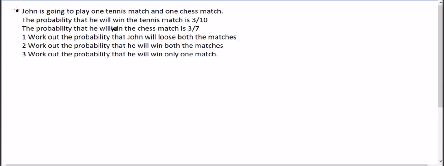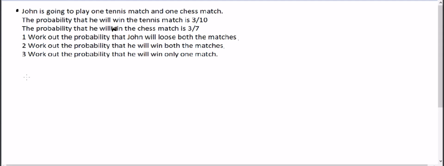So here's the question. John is going to play one tennis match and one chess match. The probability that he'll win the tennis match is 3 by 10. The probability that he'll win the chess match is 3 by 7, which means he's actually playing two different matches. Now the questions are: part 1, work out the probability that John will lose both the matches. Second, work out the probability that he'll win both the matches. And third, work out the probability that he will win only one match.